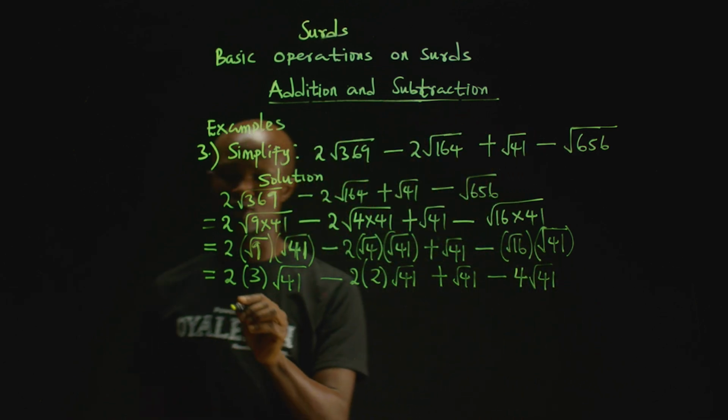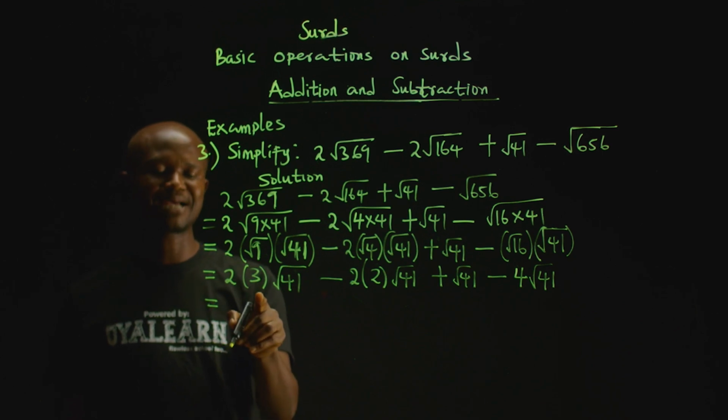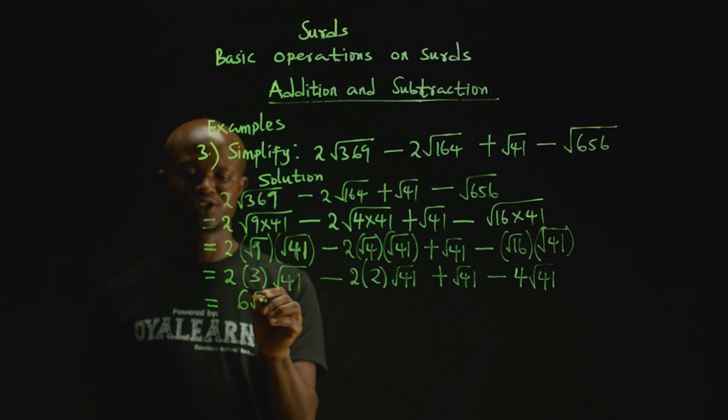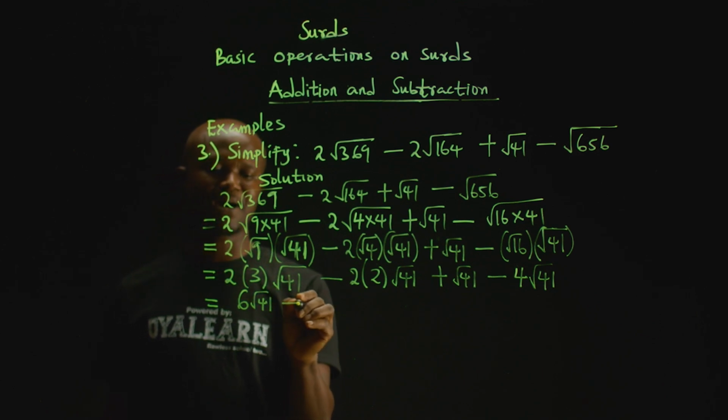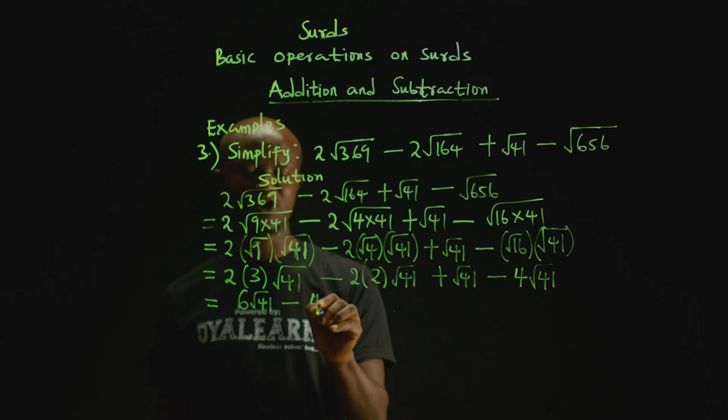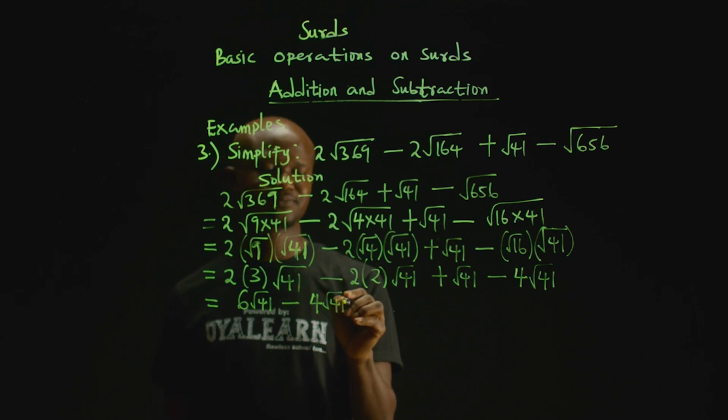Now this is equal to 2 times 3, that is 6. So this is 6 root 41. Then minus 2 times 2, that's 4. This is 4 root 41.